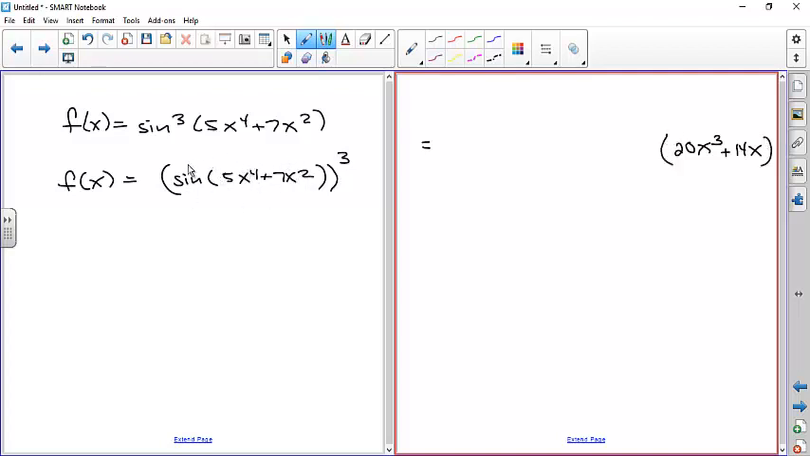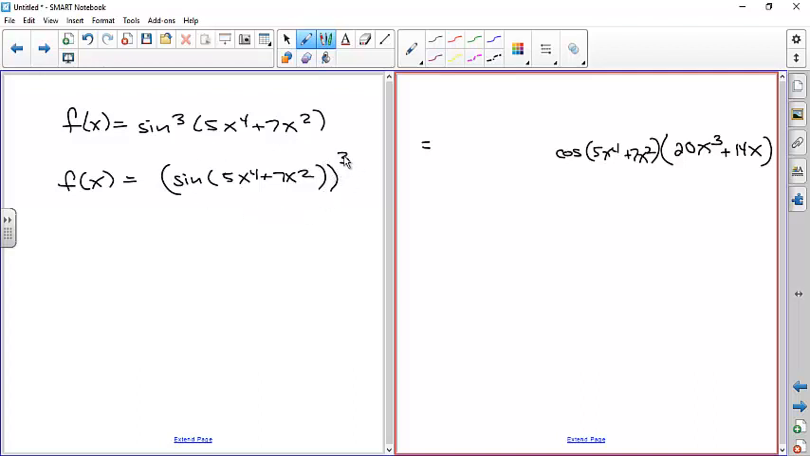And then you would go to the next part inside, where the derivative of the sine would be the cosine of 5x to the fourth plus 7x squared. So the derivative of the sine is the cosine, but you don't change the argument. Anytime you take the derivative of a trig function, the argument never changes. And then finally, you would have this whole thing, and again, this part on the inside doesn't change.